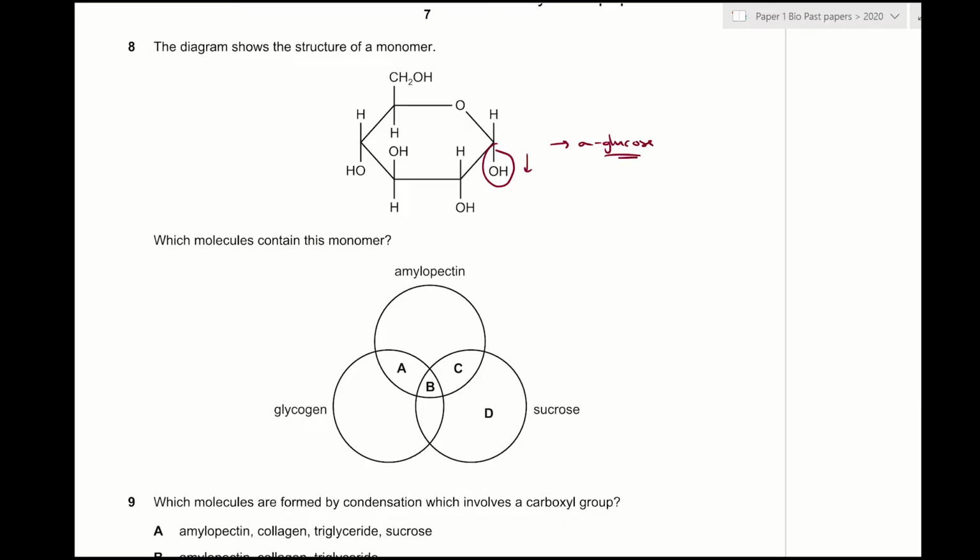Now, let's look for the molecules that do have this alpha glucose monomer. Here we have amylopectin. Yes, amylopectin is a polymer formed by the condensation of alpha glucose molecules, so this is correct. For sucrose, sucrose is formed by alpha glucose combining with beta fructose in a condensation reaction, so this is also correct. And glycogen is also formed by the condensation of alpha glucose monomers. Therefore, the answer is going to be B.